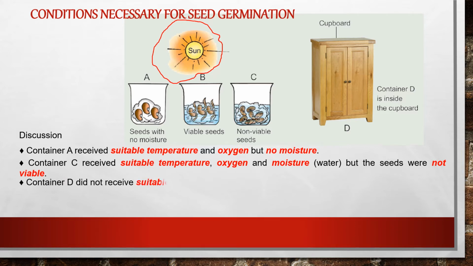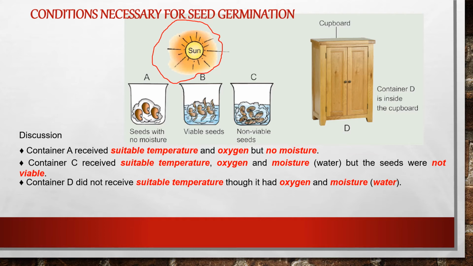In container D, the container didn't receive suitable temperature, though it had oxygen and moisture. In the cupboard, you have oxygen, there is moisture, but no suitable temperature because the container was put inside the cupboard where the sun cannot get access.